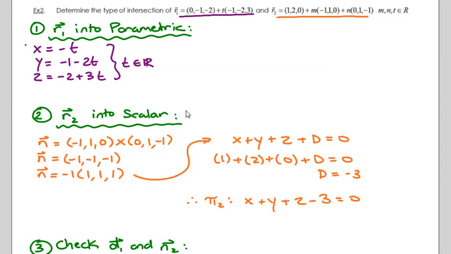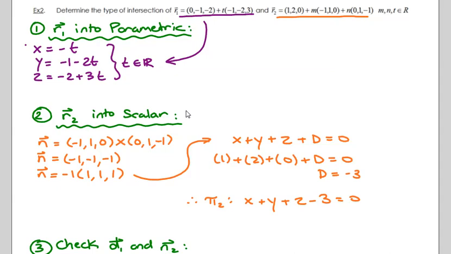All right, those are not in the forms that I like them in. Remember, we want the line to be in parametric, and so I'm just going to change this to parametric form, but I'm not going to go through that. You can watch another video on that.